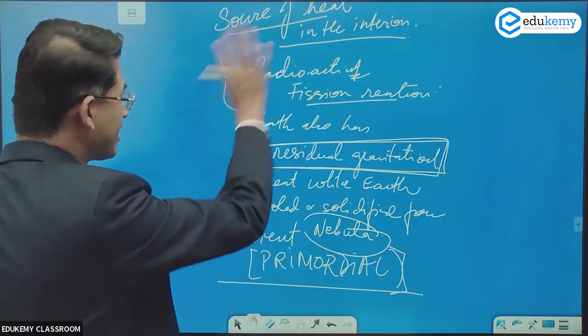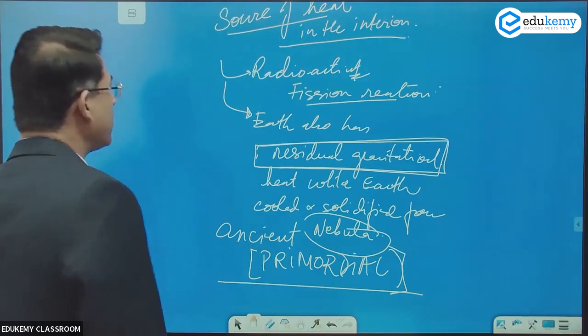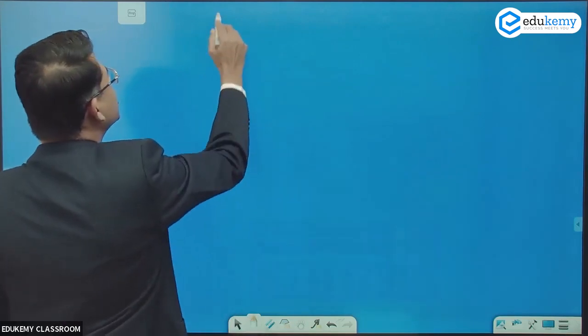Okay. So that is about the condition of the Earth's interiors. Now, some additional information.